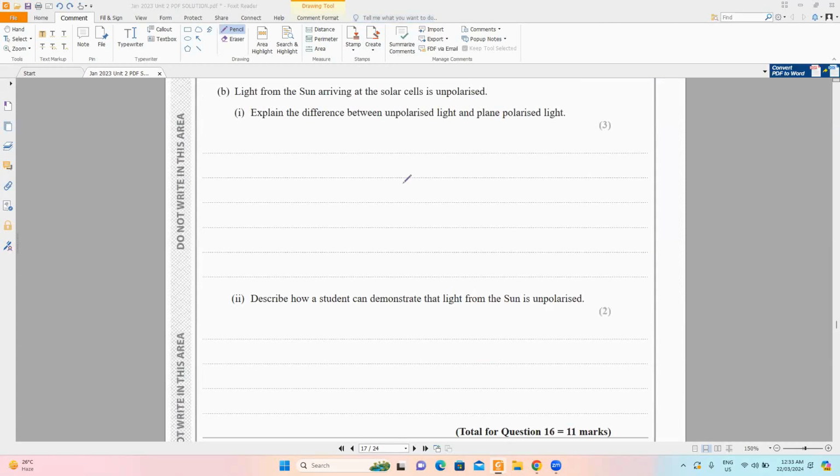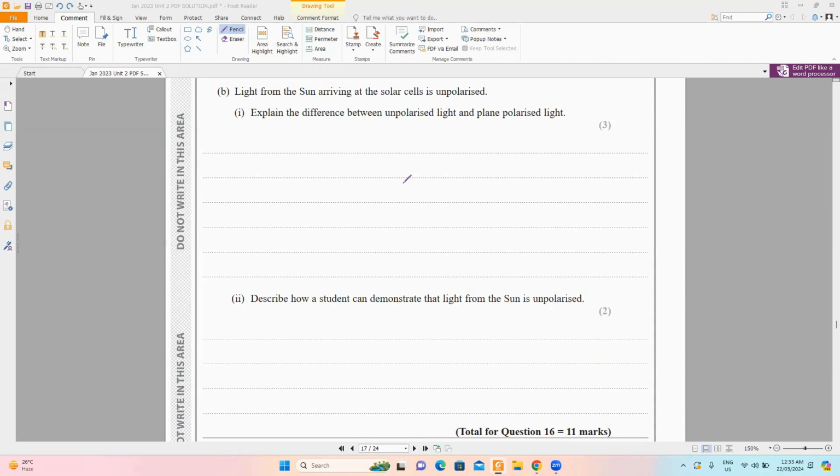Part B says light from the sun arriving at the solar cell is unpolarized. And part B1 says explain the difference between unpolarized and plane polarized light. This is one of the most common questions, but unfortunately, despite being one of the most common questions, a lot of the time students mix up two terms. They mix up direction and plane. Just remember, for this answer, you either construct your answer completely based on plane, or you construct your answer completely based on direction.